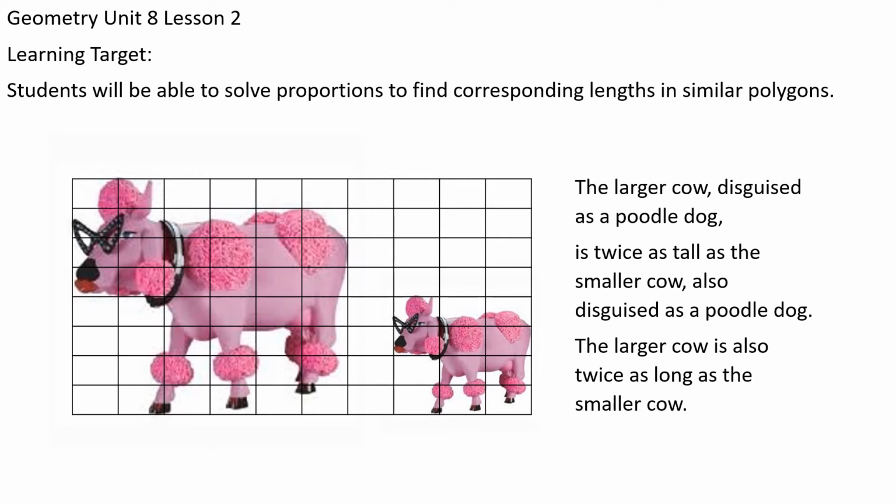They're disguised as poodles, but they're cows. The larger cow is twice as tall as the smaller cow, and the larger cow is also twice as long as the smaller cow. You'll notice that the larger cow is 8 units in height. The smaller cow is only 4 units in height. The larger cow is 6 units in length. The smaller cow is only 3 units in length. So the cows are in proportion to each other.